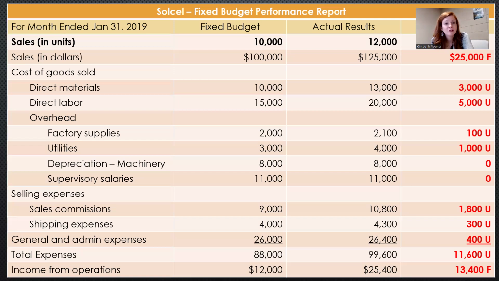But I'm not sure if that's as much as it should be. Maybe it should be even more with 12,000 units. So you see how this just does not compare. We are not comparing the right amounts to each other. So this is the big struggle in a fixed budget.